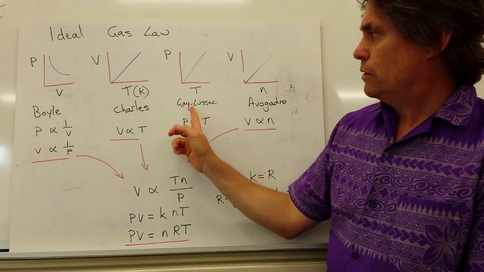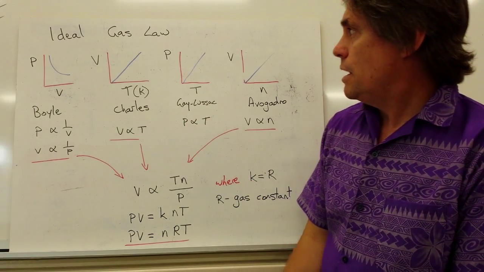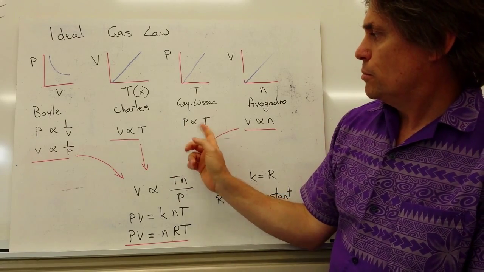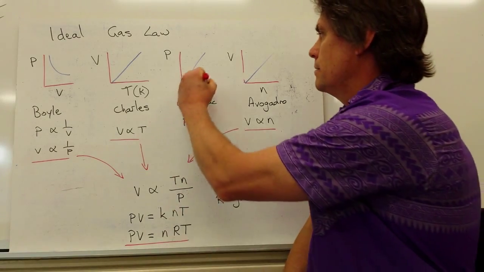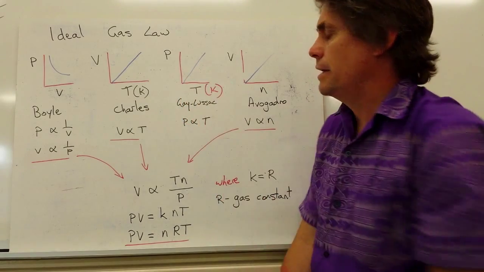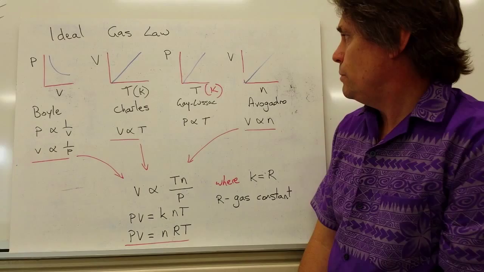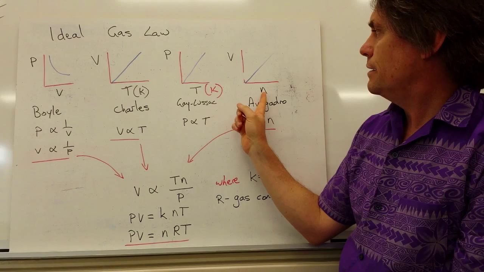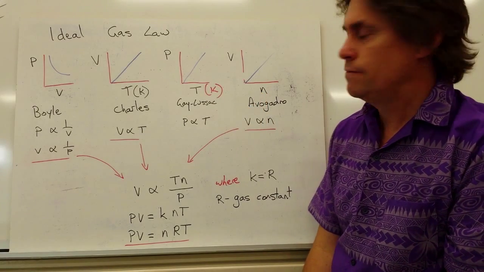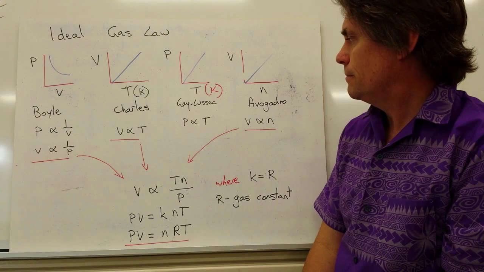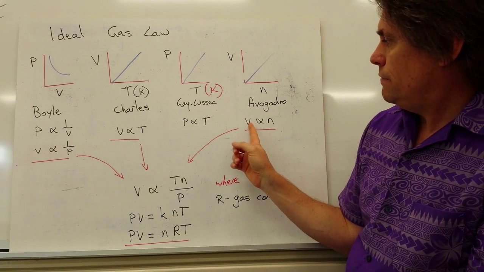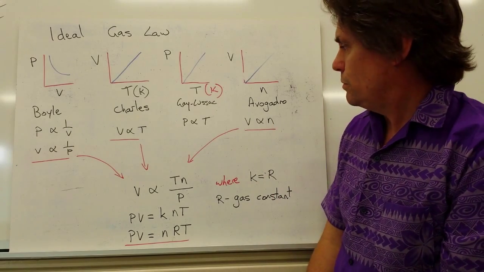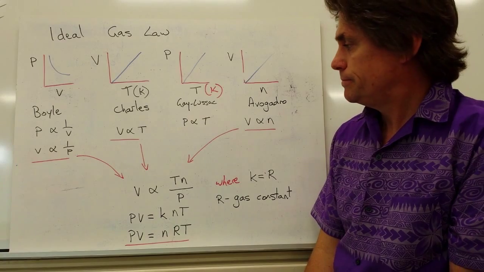We also had a look at Gay-Lussac's law, or Amontons' law, and we found that pressure was proportional to temperature. Pressure being proportional to temperature. And once again, we need that in Kelvin. And finally, we had a look at Avogadro's law, which was the relationship between volume and number of moles, or the amount of gas particles that we have there. And we found that the volume of gas was directly proportional to the number of molecules that we have, and we measured that in moles.